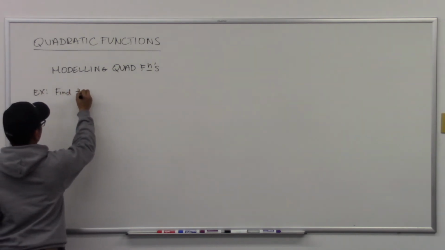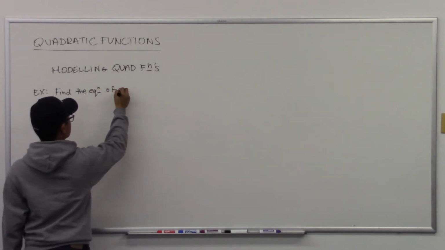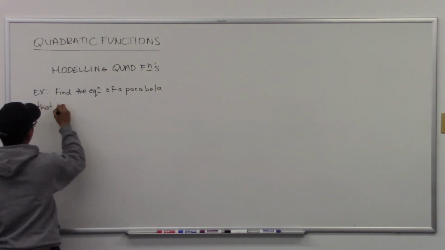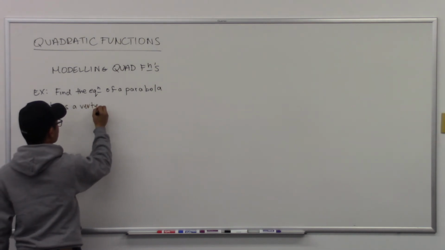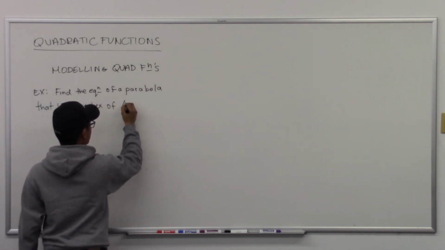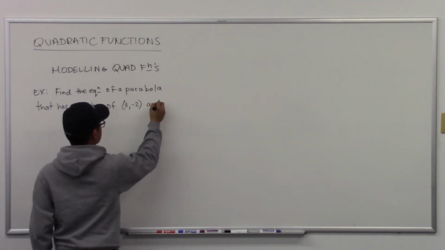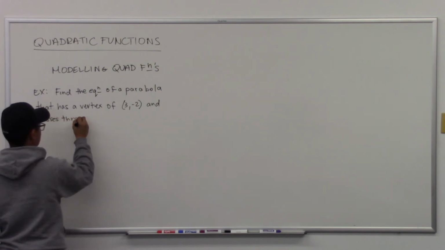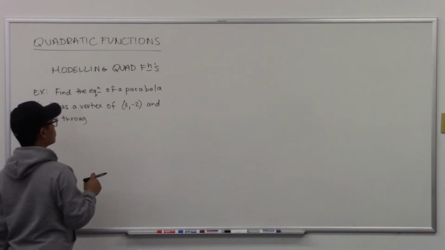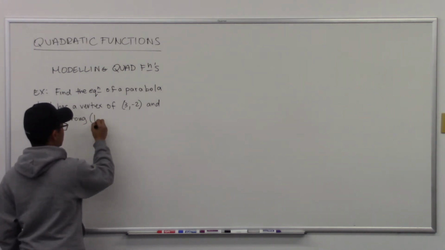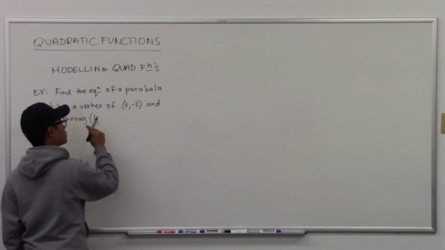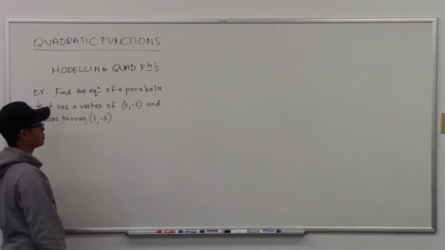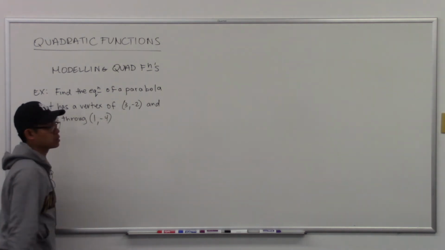find the equation of a parabola that has a vertex of 3, -2, and passes through the point 1, -3. Actually, we'll change it to -4. That'll be a little bit nicer.